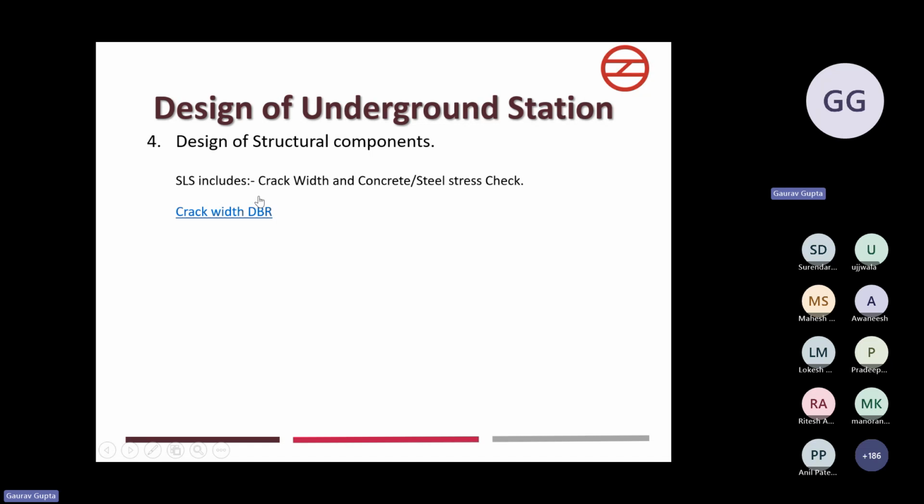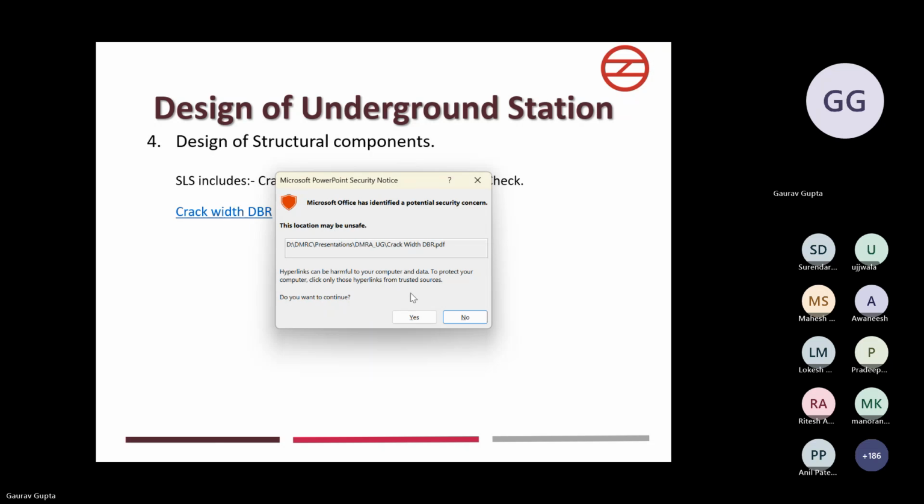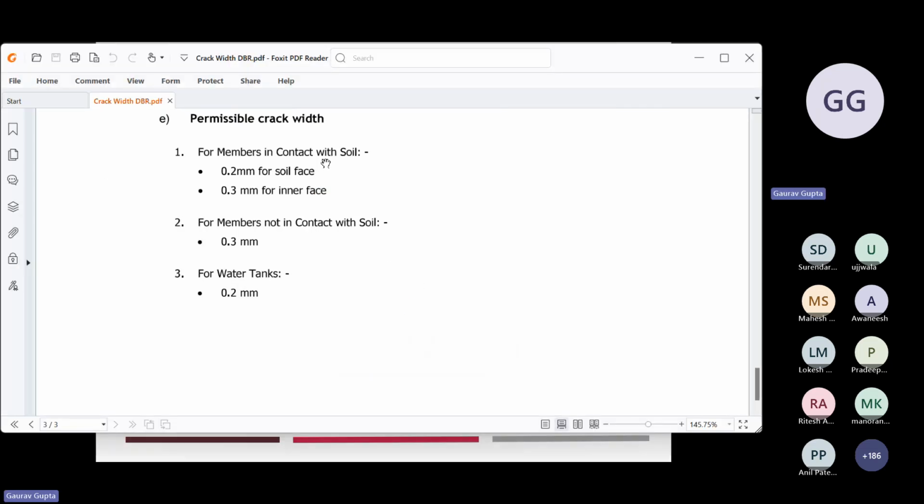Then comes the SLS check, which includes the crack width, the steel stress and the concrete stress. Crack width, as I have already told you, is 0.2 mm for the soil face of the structure and 0.3 mm for the inner face of the structure.